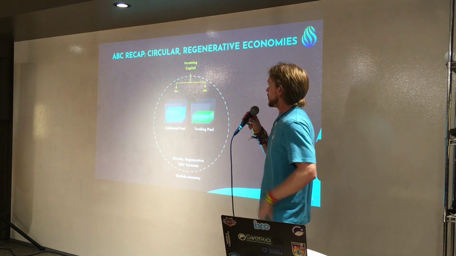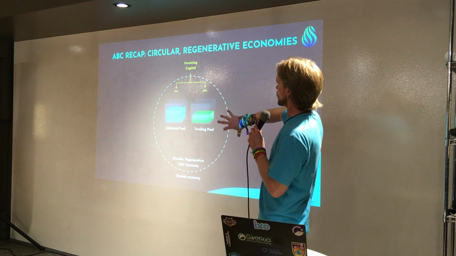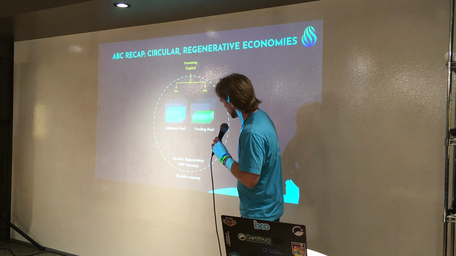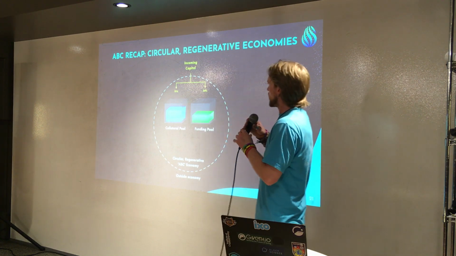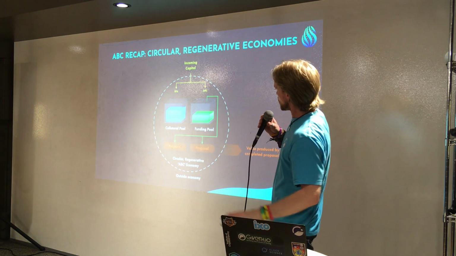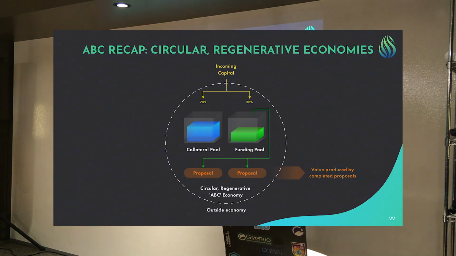So to recap the bonding curve, we're essentially creating circular regenerative economies where we have incoming capital into this economy. This is the outside economy. This is the bonding curve economy. So you have capital coming in from the outside economy into the bonding curve, which is split between these two pools. The funding pool money is then used to complete proposals, which produces value for this economy or the outside world. If you're producing open source components, for example, this is useful to everybody. And when we have capital exiting, we have this kind of circular loop where we're continuing to feed this funding pool from the collateral pool.